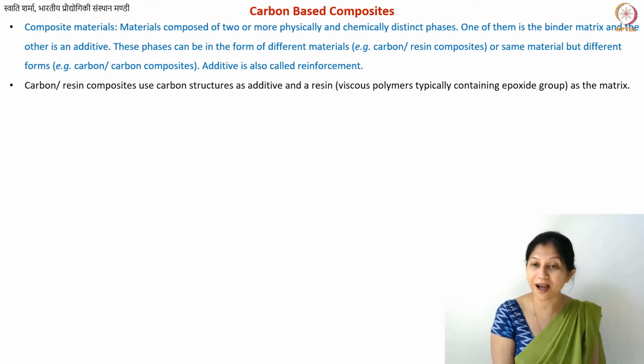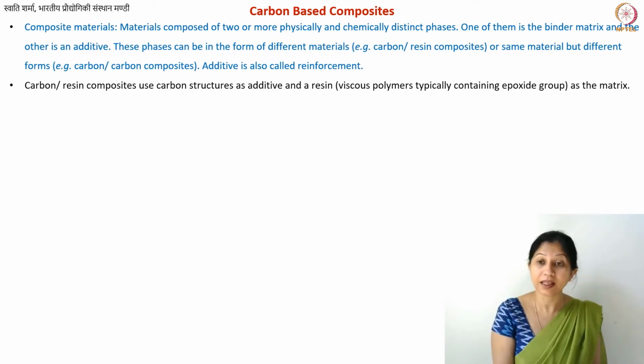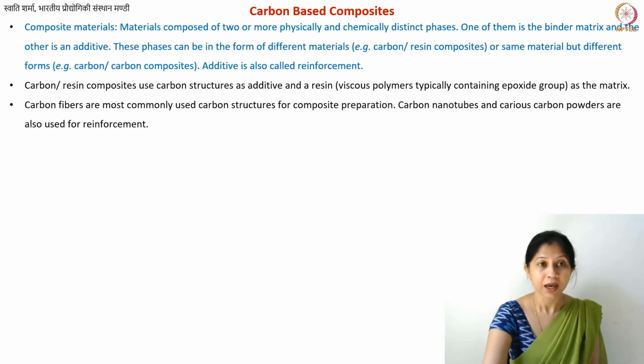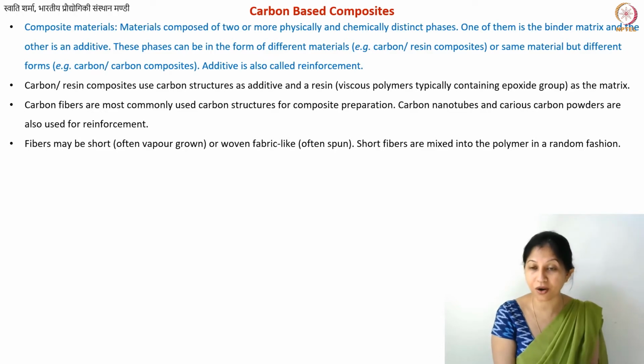What we can also have is carbon fibers added inside other carbon matrix. Okay, so disordered carbon material is your matrix and carbon fiber is your additive. Those kinds of composites are known as carbon composites. We will talk about them in the next lecture. Okay, so yeah, as I mentioned, carbon fibers are most commonly used, but then you still have two different types. You can have either short fibers or you can have long fabric-like fibers.